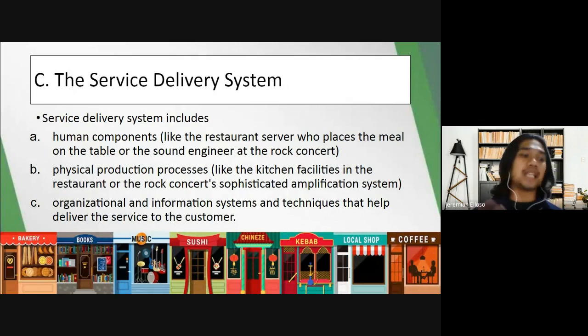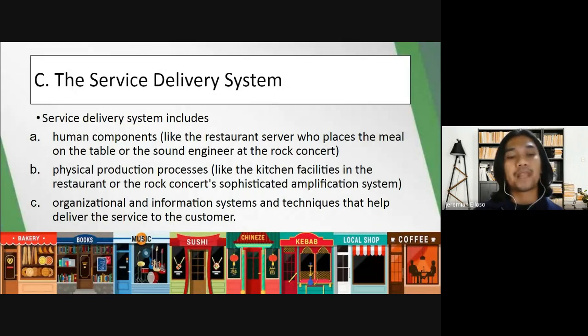I mean, we need highly efficient wait staff to deliver the sumptuous food that the chefs have prepared. We need to have excellent flight attendants to attend to our needs on the airplane. All right. With the physical production process, it's like the kitchen facilities in the restaurant or the sophisticated amplification system at the rock concert. Okay. So this is the physical venue, although that can somehow be part of the Servicescape, but we need to have good facilities to execute the service.